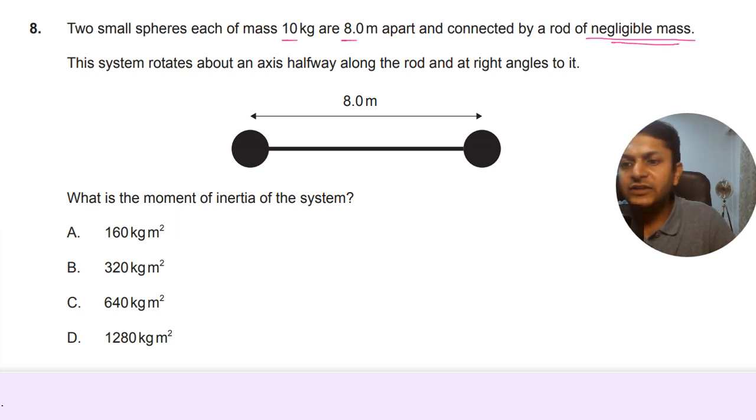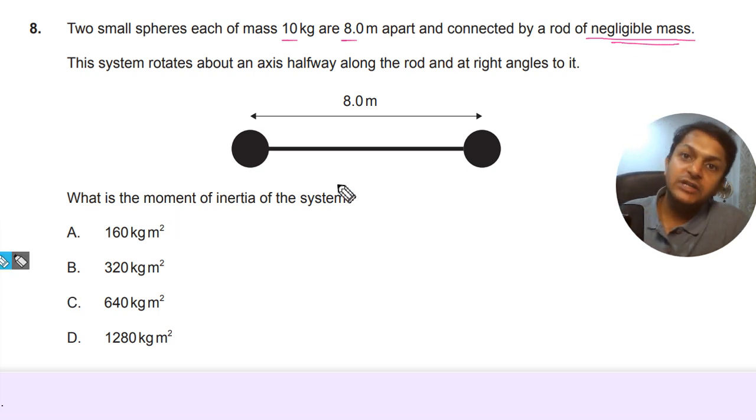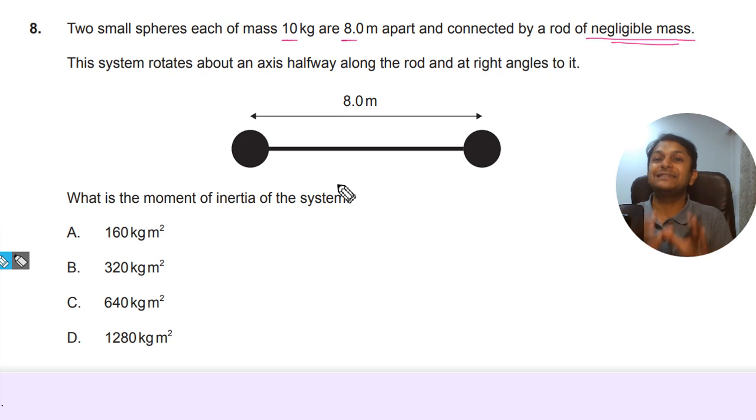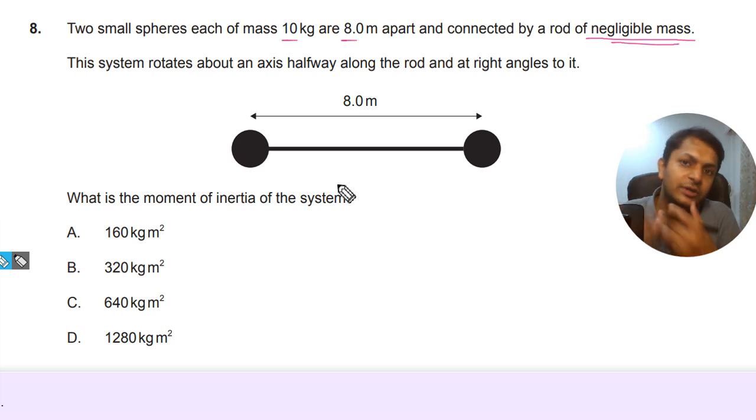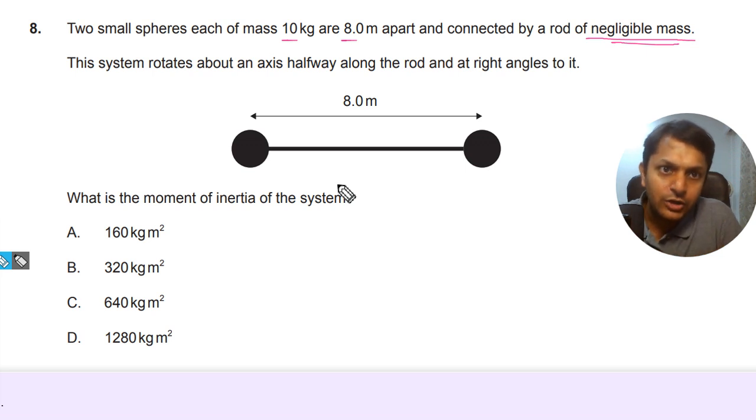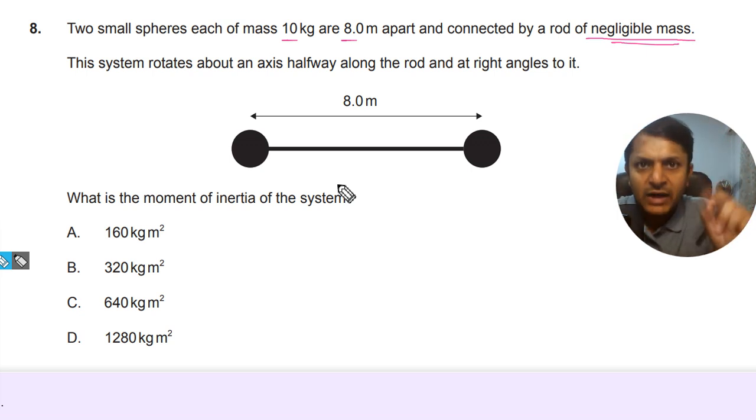Because in these kind of questions, when you're talking about the moment of inertia, the masses become very important. So if the rod was having mass, the moment of inertia for the rod has to be either remembered by you, or it should be given in your formula sheet or in your question. So be very careful about what kind of masses are given in your moment of inertia. So there are only two masses we worry about. This is 10 kg and this is also 10 kg here.